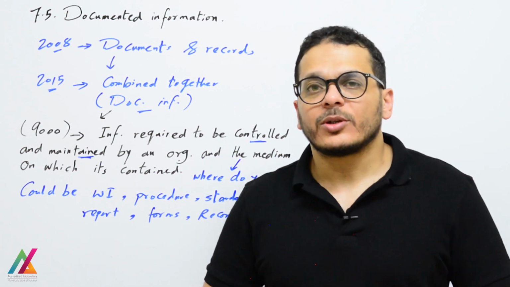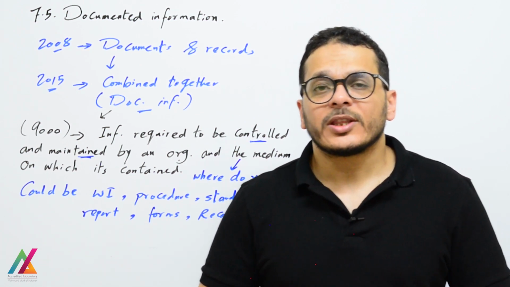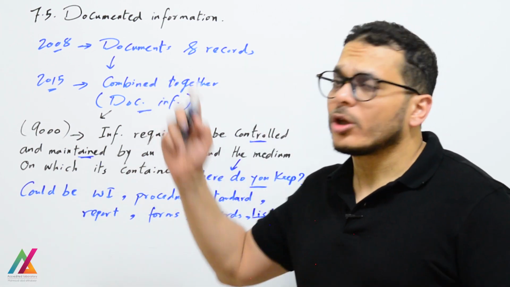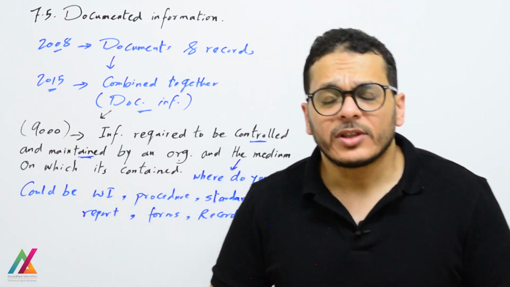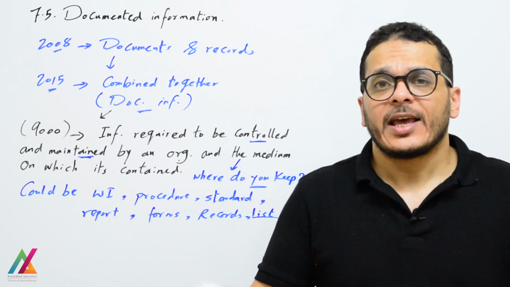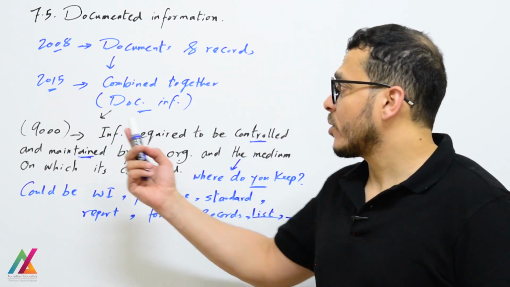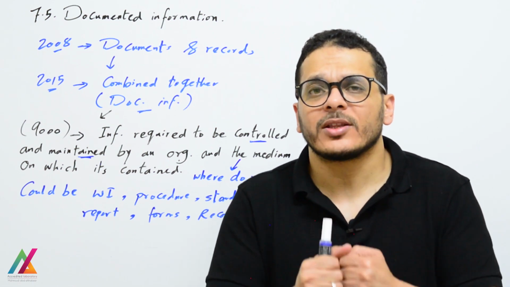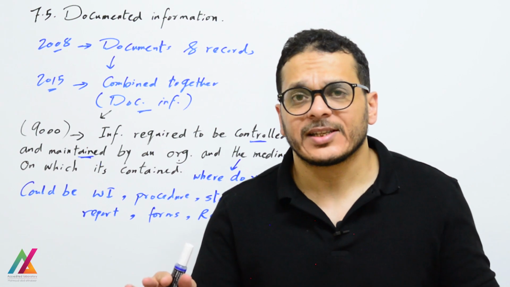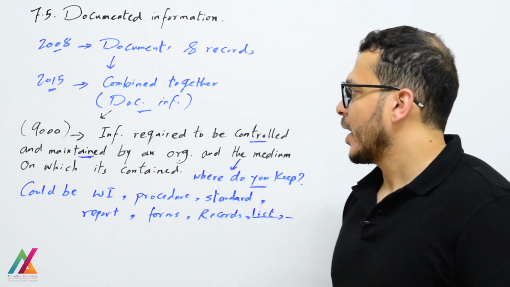Hey everyone, welcome back with a new lecture on ISO 9001:2015 edition, with the last sub-clause in clause number 7, Support: documented information. In the 2008 edition, it was by the name of documents and records, and they were separated. But now in the 2015 edition, they are combined together by the name of documented information. So any documents inside the organization have the name of documented information.